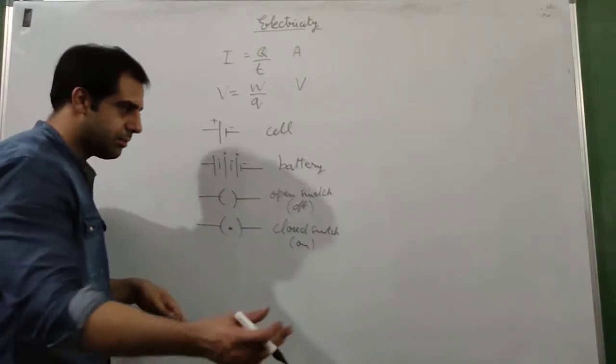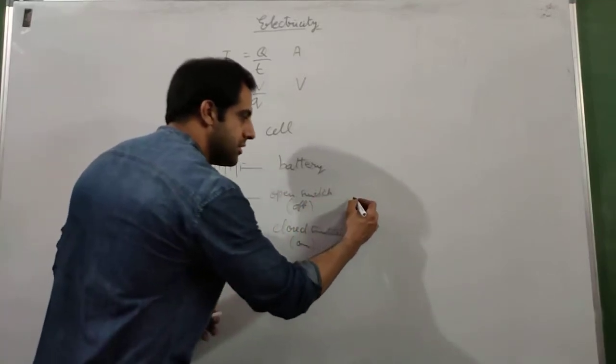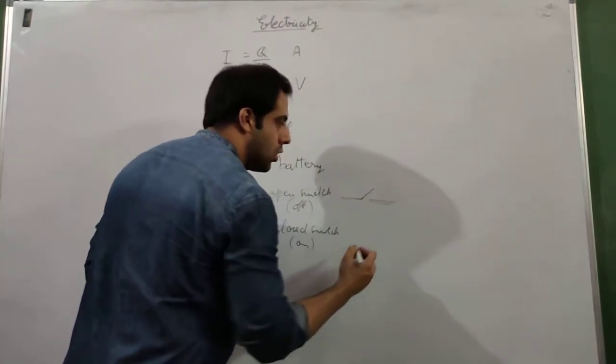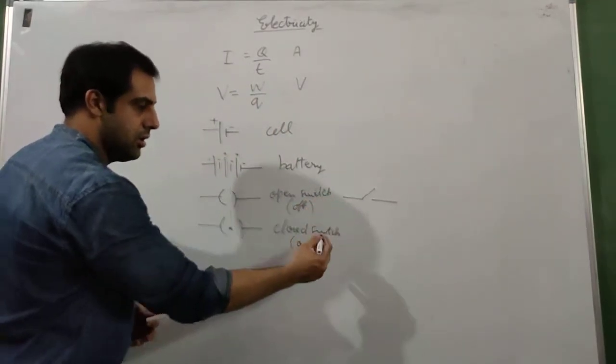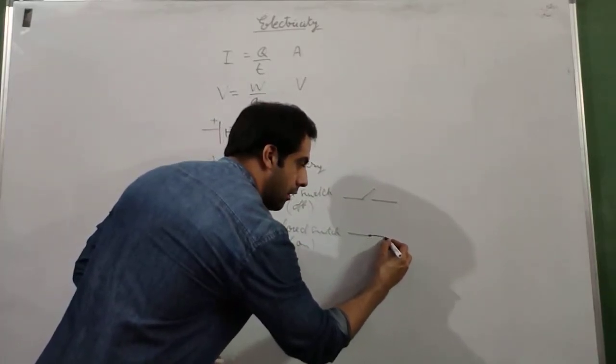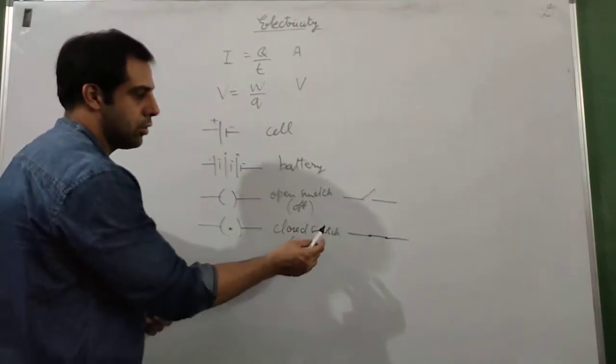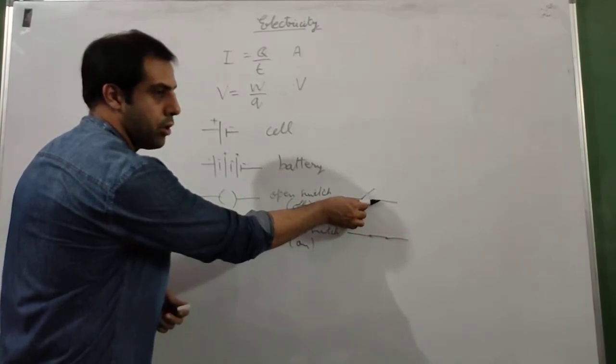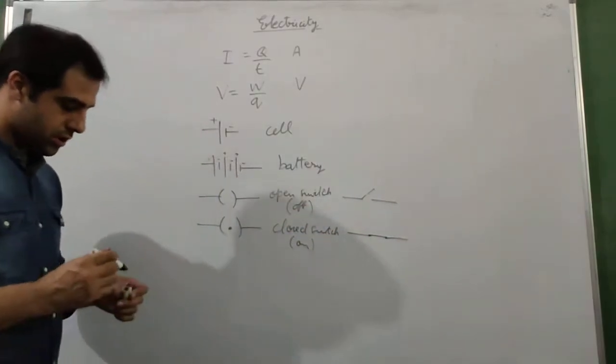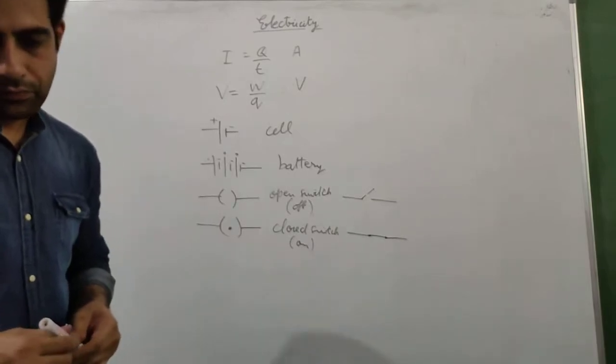Another common symbol that you can find in books is this, which is also a switch in open condition, and this is a switch in the closed condition. We took this switch and we put it like this. This is a switch in on condition, or the closed switch.